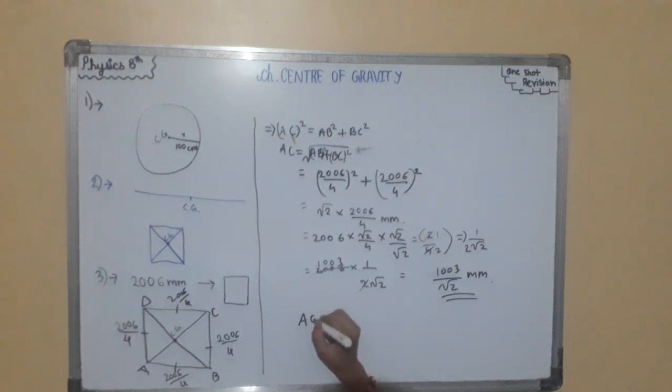Now AG, this AG, means this A and this center of gravity point. This will be equal to 1003 upon root 2 millimeter. The distance of position of CG from any one vertex will be 1003 upon 2 root 2 millimeter.